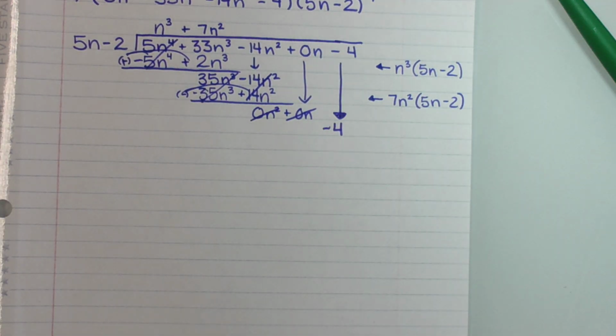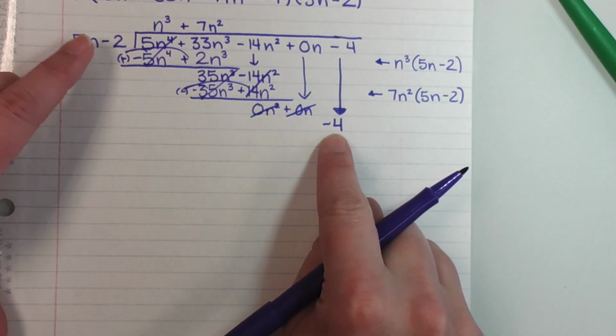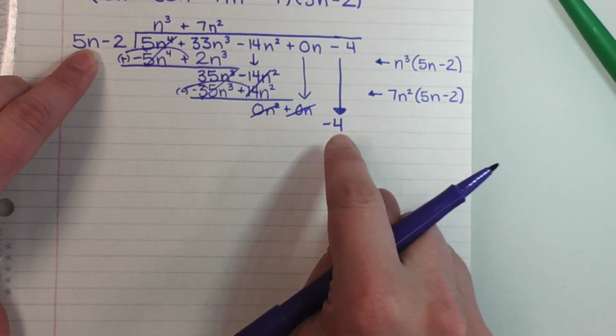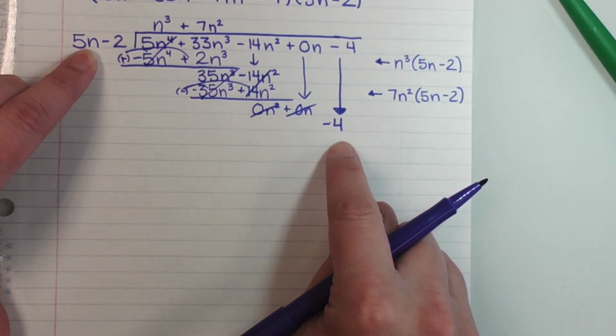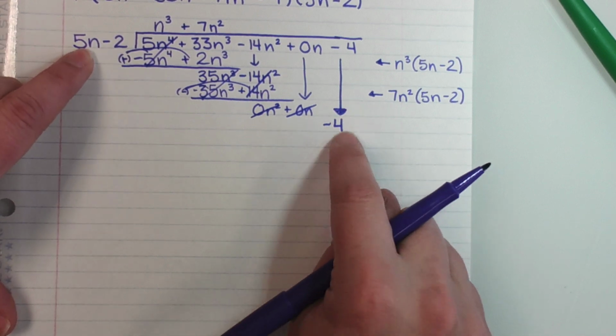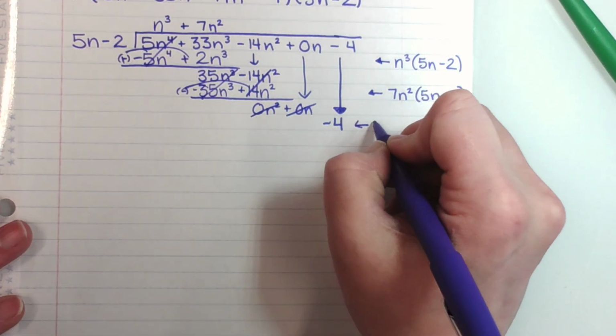Ideally, you want 2 terms here. But do I have 2 terms left to pull down? No. If I had 2 terms left to pull down, I would pull them down and I would continue the process. But is it the remainder? The question is, look at the exponents on the variable here. Look at the degree, in other words. What's the degree of a negative 4? 0. What's the degree of 5n? 1. Is this degree smaller? Yes. Then it's the remainder. That is the remainder.